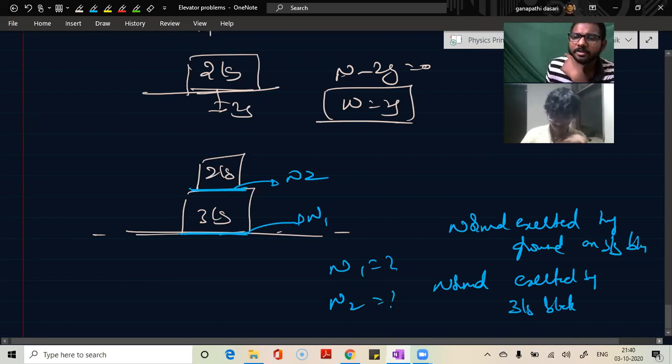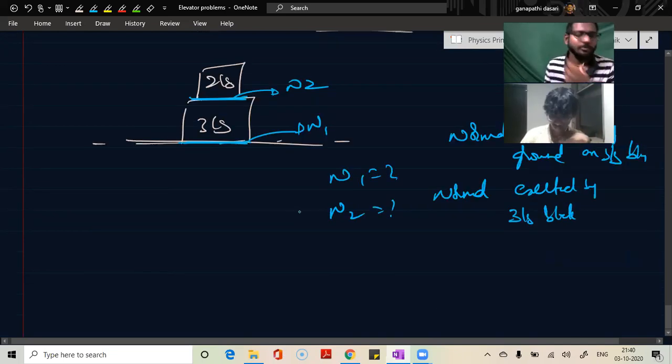Both are equal or not? You tell me, just to solve this problem. Today we'll take this to be the last problem.